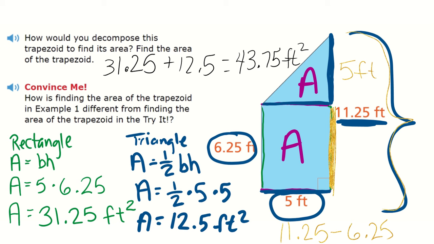All right, so that is how we find the area of the trapezoid. The convince me, I think a lot of people were confused about the wording. The convince me is how is finding the area of this trapezoid here different from finding the area of the trapezoid in example 1. Well, this trapezoid here, we already knew we had to find the area of this rectangle and the area of this triangle. So let's go ahead and look at the trapezoid in example 1.